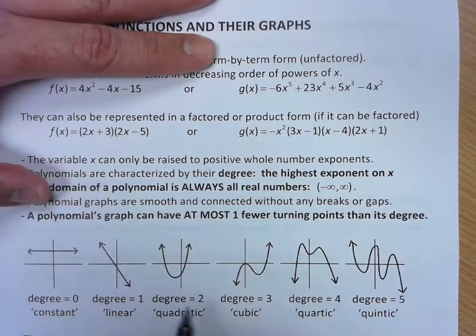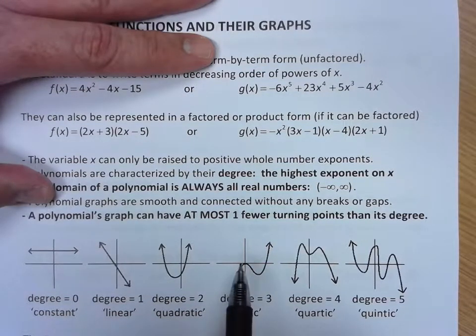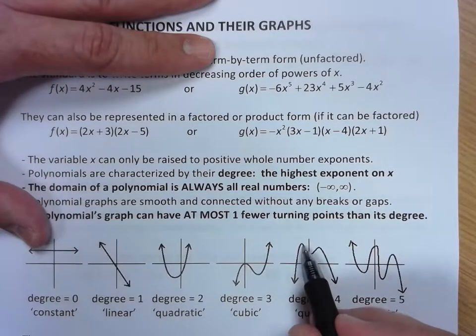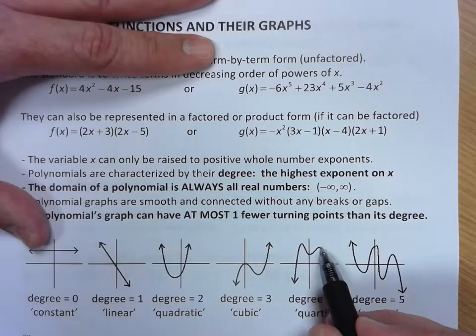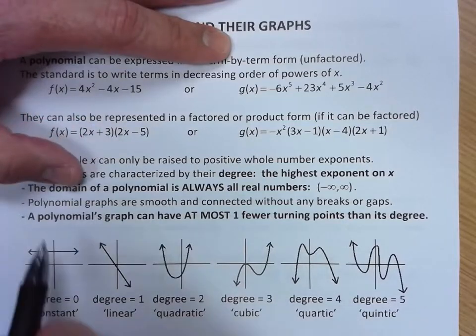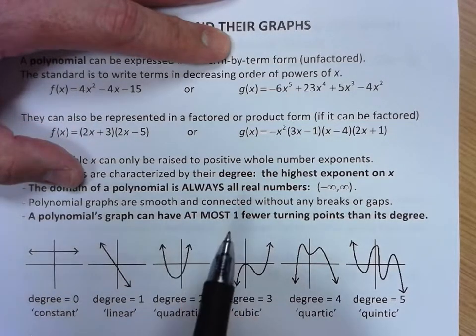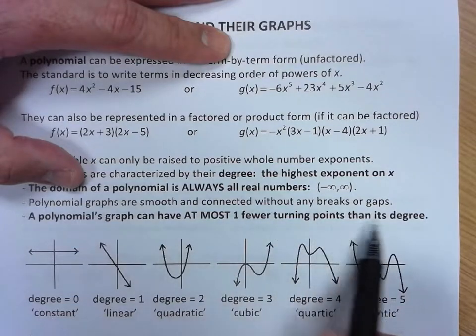If you have a degree 2 polynomial, you'll always have one turning point. A degree 3 polynomial can have at most 2 turning points, for a maximum and then a minimum. 2 turning points right there. A degree 4 can have at most 1, 2, 3 turning points representing maxes and mins. So in general, a polynomial's graph can always have at most one fewer turning points than its degree.